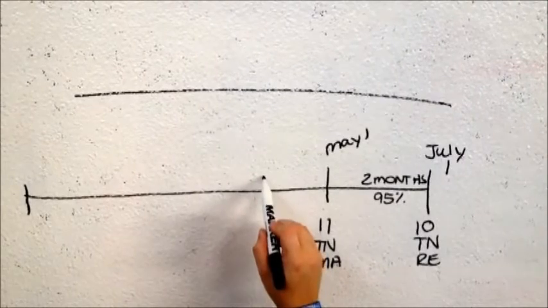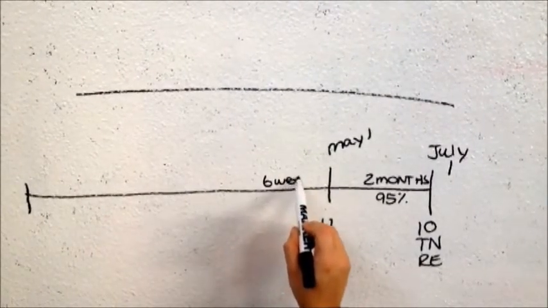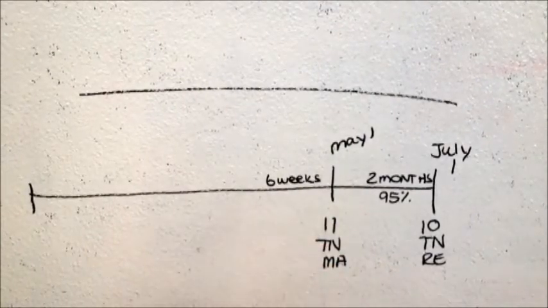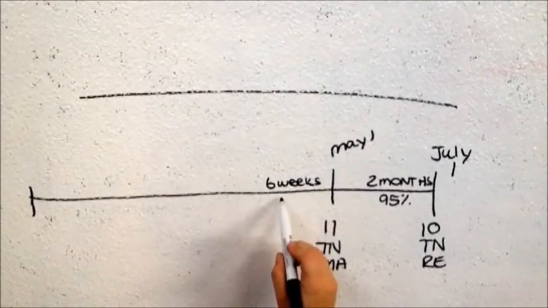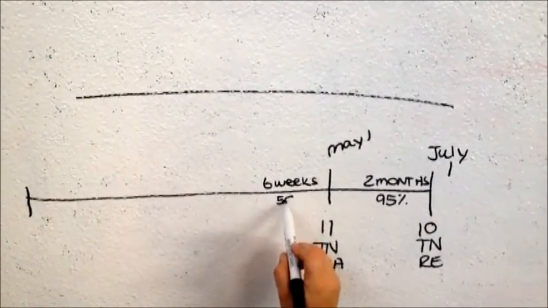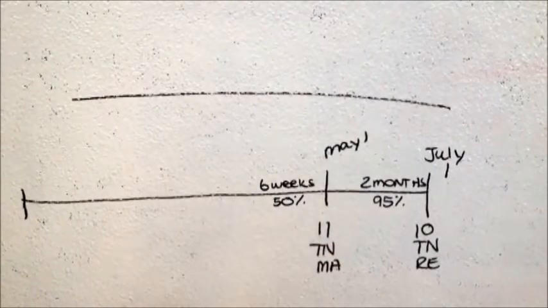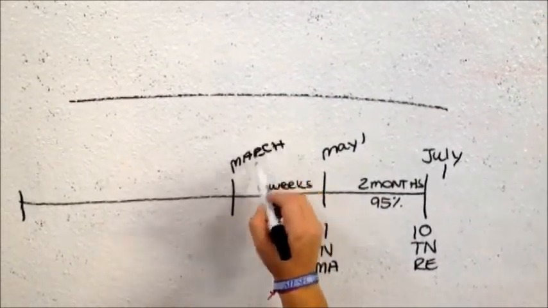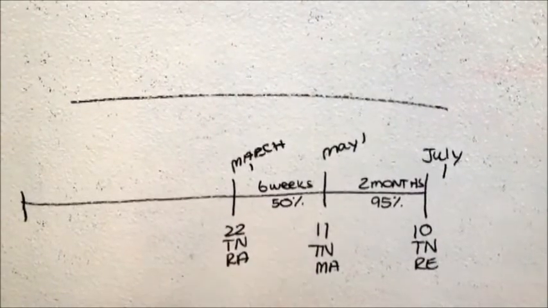I then asked myself, how long does it normally take me to match an available TN? And I noticed that this is around 6 weeks approximately. I also noticed that only about 50% of my available TNs end up being matched. So by looking at those statistics, I know that I'm going to have to raise 22 TNs by March 1st in order to make sure I realize the 10 TNs in July.